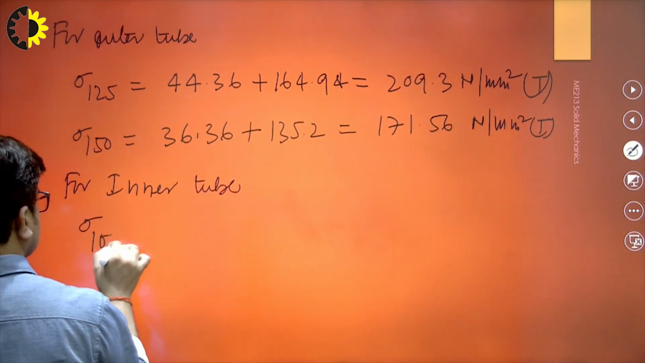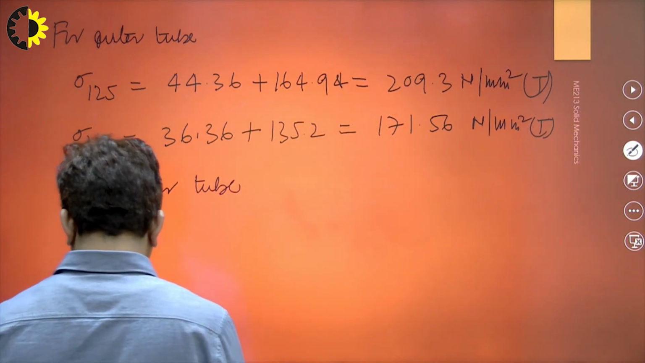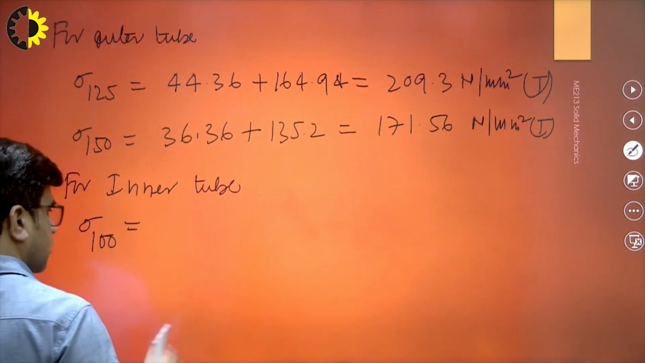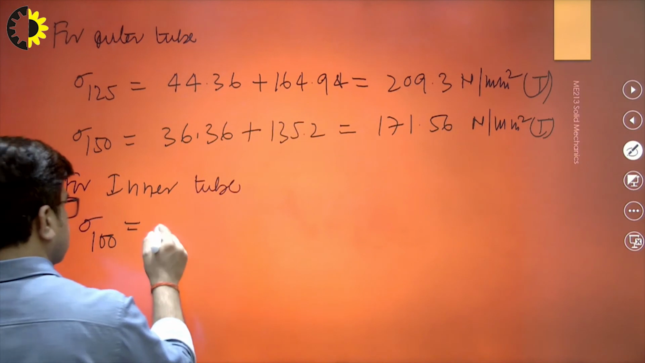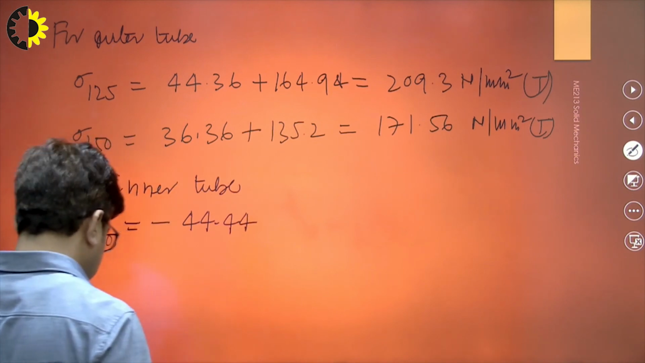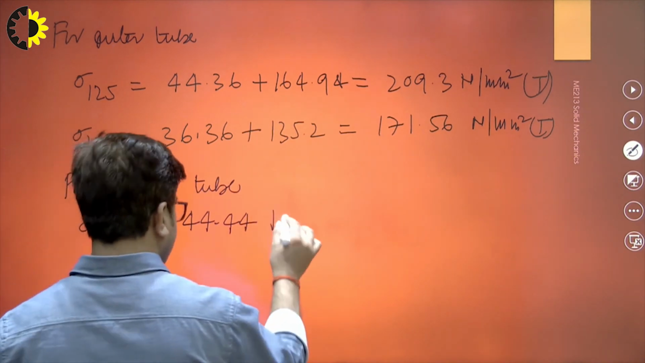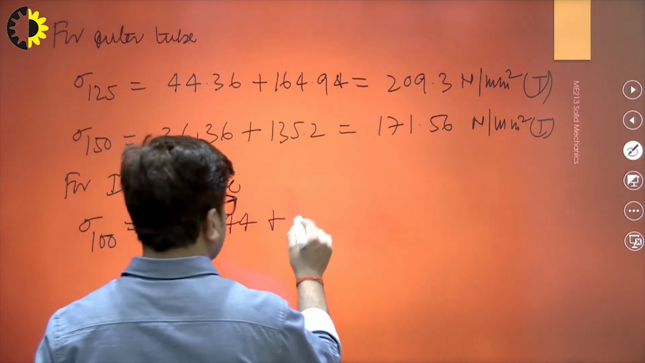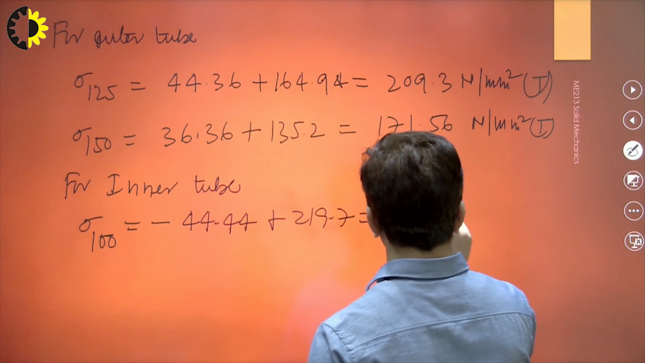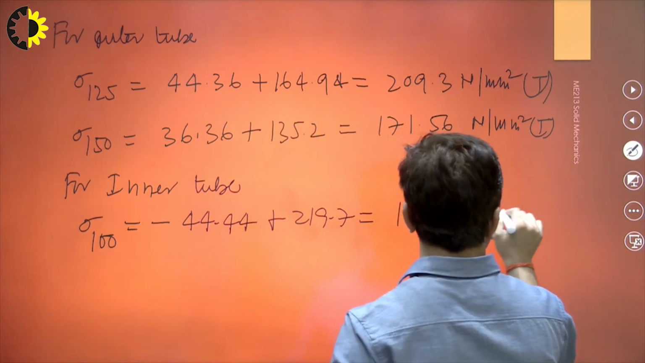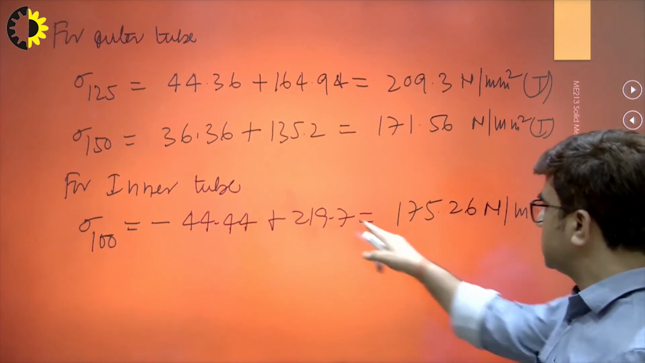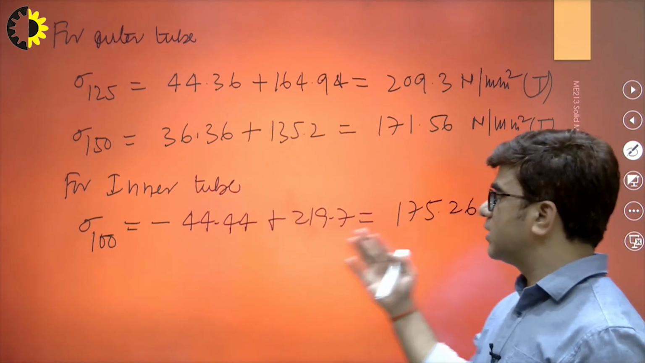For the inner tube, sigma at 100 is, because of shrinking one tube over the other, negative, minus 44.44 Newton per mm square, and because of fluid pressure it is 219.7. After simplifying, 175.26 Newton per mm square. Now this is again tensile because the fluid pressure term is bigger and the shrinking term is smaller, so the resultant is tensile.